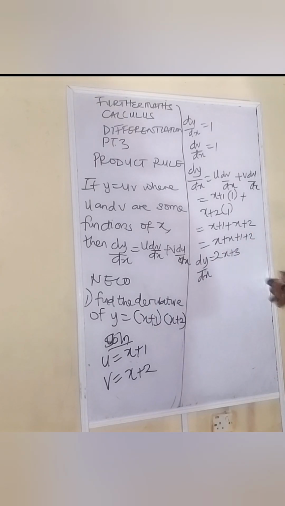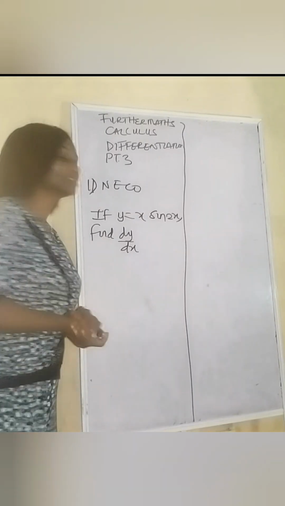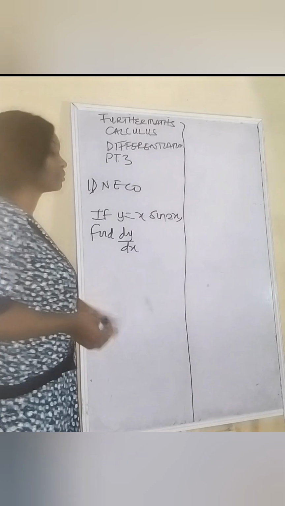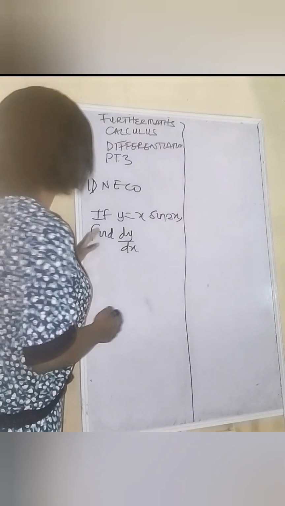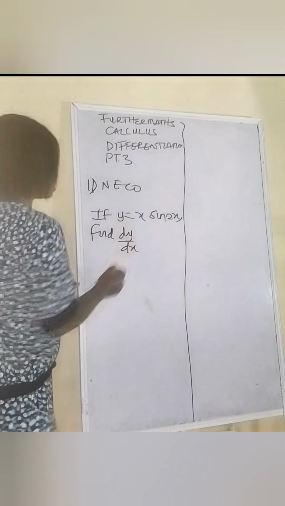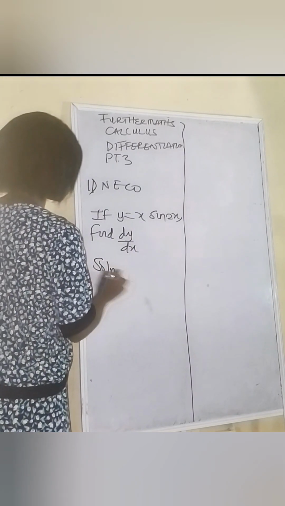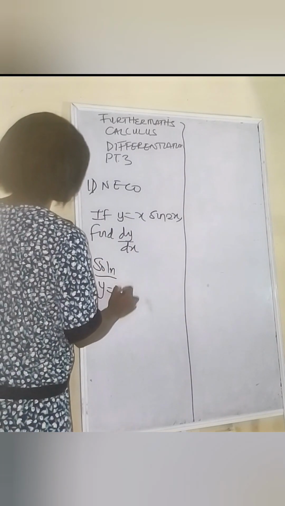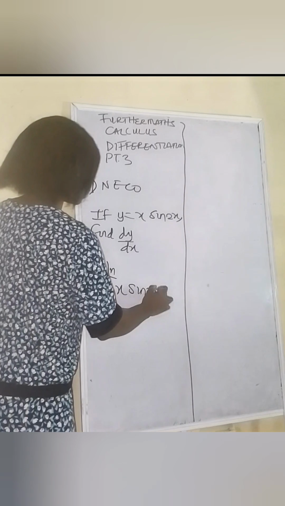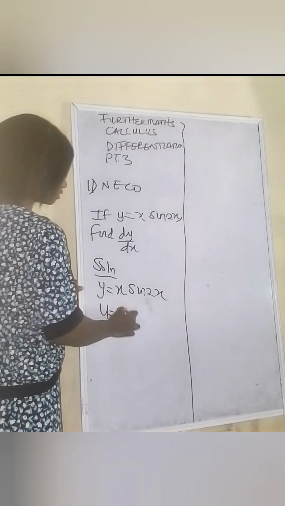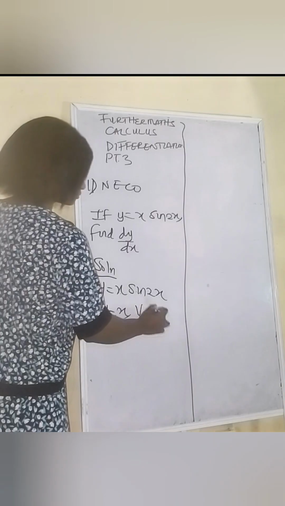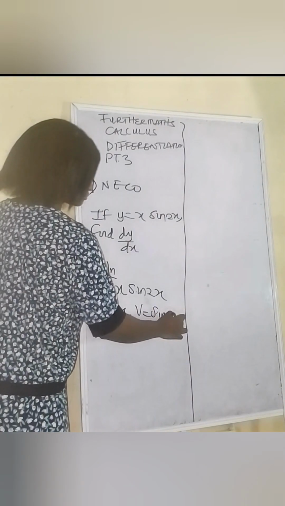So now let's quickly solve another question. Right, so this is another NECO question that we're going to use the product rule for. Do you understand? So let's quickly solve this too. So now, solution. Our x is our u, and this is our v. So now let's quickly solve this.